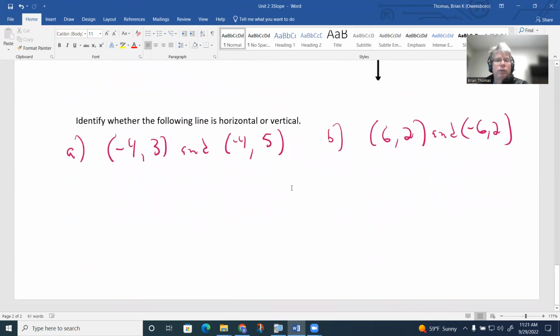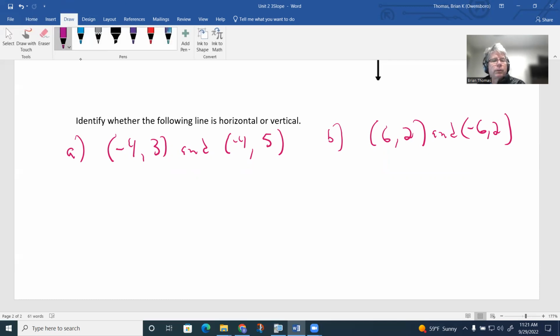So if I gave you these two equations, could you recognize which one's horizontal, which one's vertical? Notice how the x coordinates are the same here. That means this has got to be vertical. So you can almost mentally visualize graphing those points. Notice here how the y values are the same. So that means this is going to be horizontal.